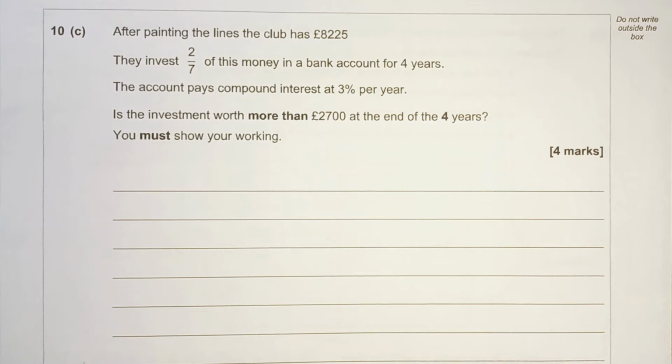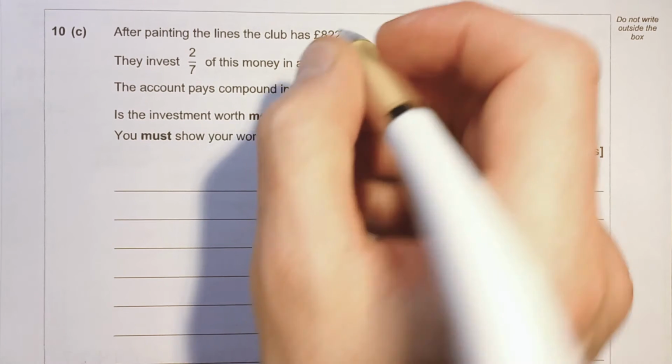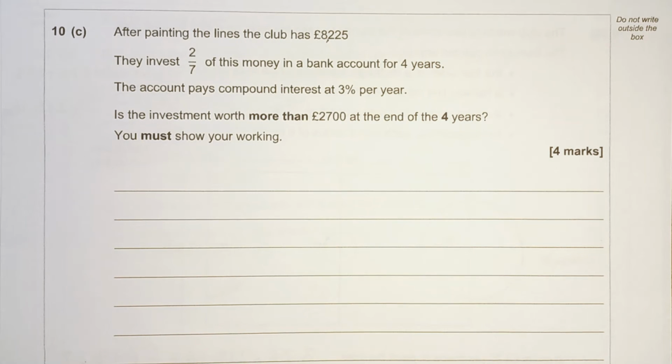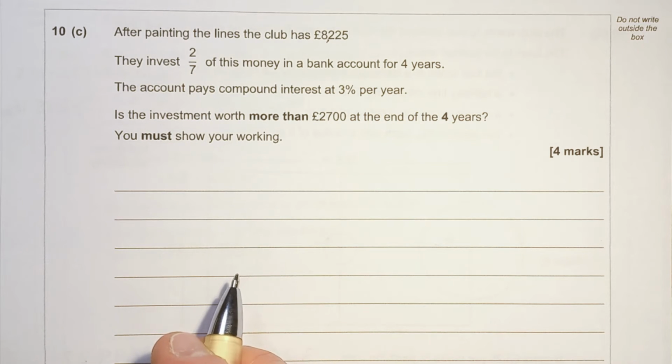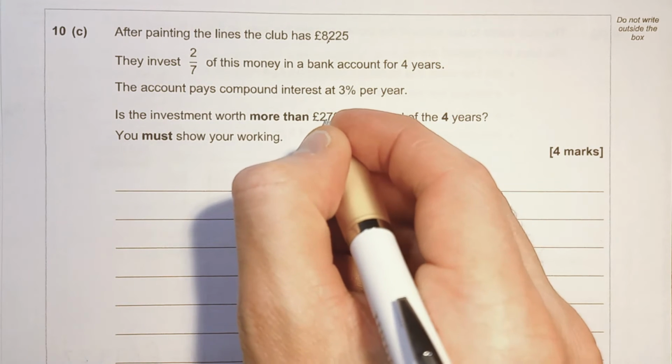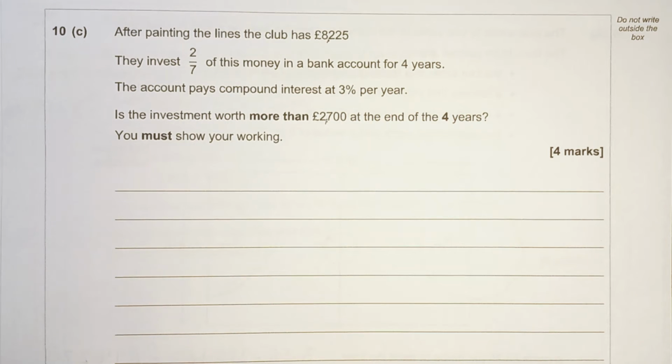C. After painting the lines, the club has, and I'm going to put my comma in here, £8,225. They invest 2/7 of this money in a bank account for 4 years. The account pays compound interest at 3% per year. Is the investment worth more than £2,700 at the end of the 4 years? You must show your working.